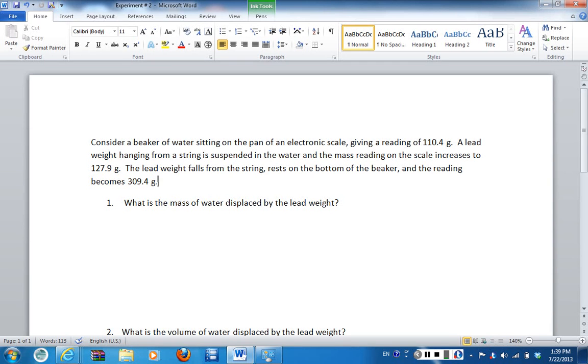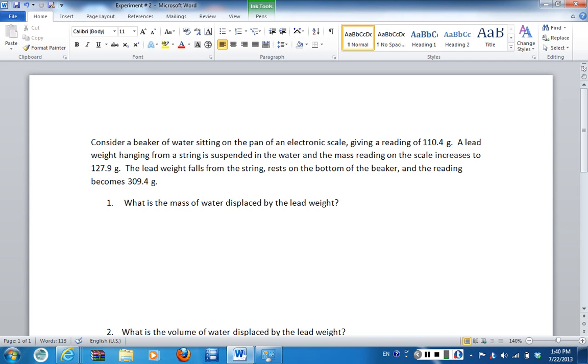Okay, so we have a beaker of water and it's sitting in a pan on an electronic scale. It gives us a reading of 110.4 grams. Okay, a lead weight hanging from a string is suspended in the water, and the mass reading on this scale increases to 127.9 grams. Okay, the lead weight then falls from the string, rests on the bottom of the beaker, and the reading becomes 309.4 grams. Okay, now there are 5 questions that we have to answer with regards to this information.